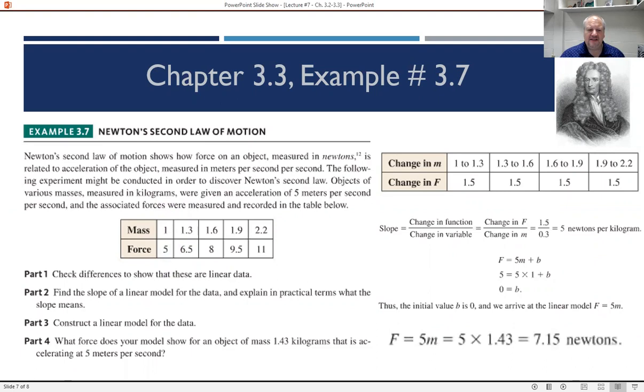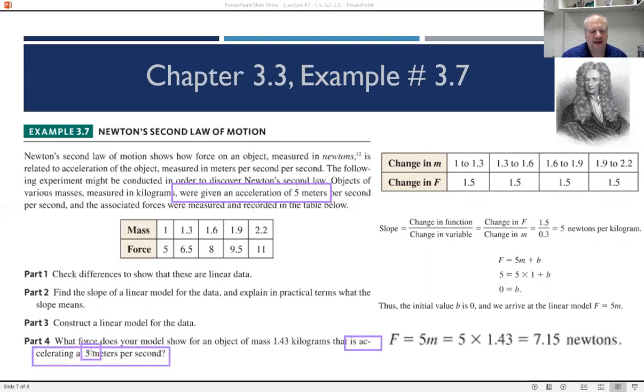All right. So the last thing that we ask here is, objects of various masses measured in kilograms were given an acceleration of 5 meters per second. Now answer the questions below. Part 4 says, what force does your model show for an object of mass 1.43 kilograms that is accelerating at 5 meters per second? Well, remember that here they're telling you how this is all based on the idea of being given an acceleration of 5 meters per second. So here they're saying, blah, blah, blah, accelerating at 5 meters per second.